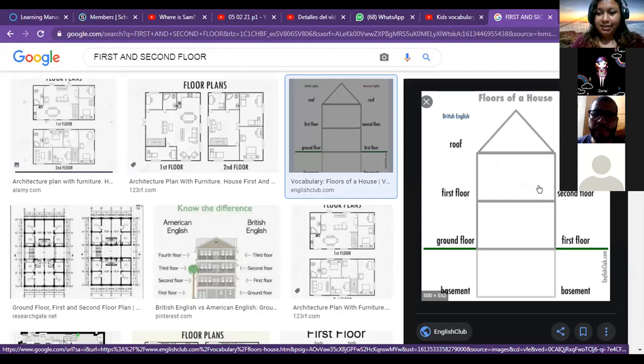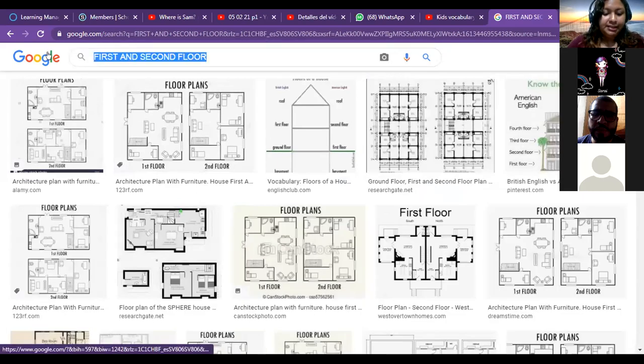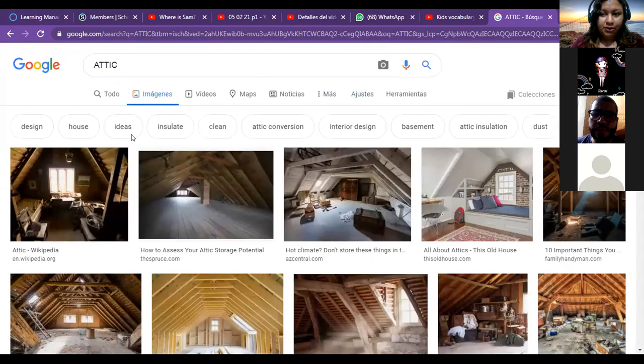Yes? Okay, look. This is a house. So, here is the basement. Basement, you see? What's the basement in Spanish? Sótano. And then, okay, we have the first floor and the second floor. Now, the other room is the attic. You see? The attic. The attic is at the top of the house. El ático, right? The attic.